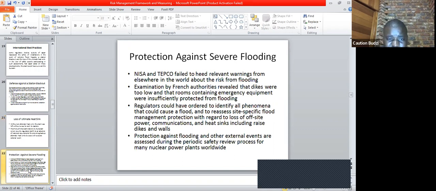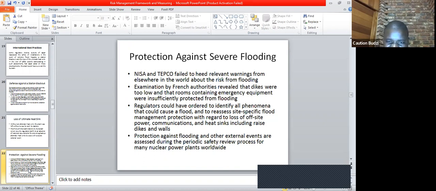The protection against severe flooding. NISA and TEPCO failed to heed relevant warnings from elsewhere in the world. The French authorities revealed that dikes were too low and that rooms containing emergency equipment were insufficiently protected from flooding.